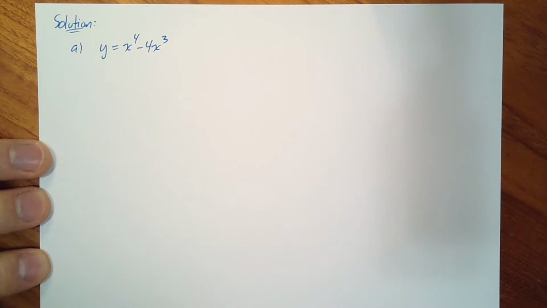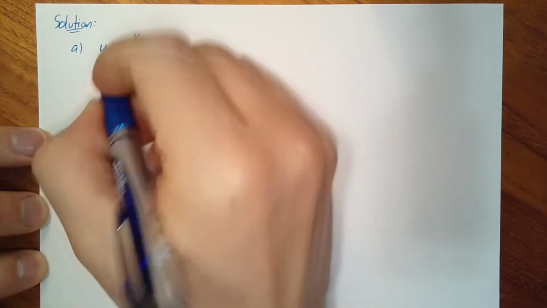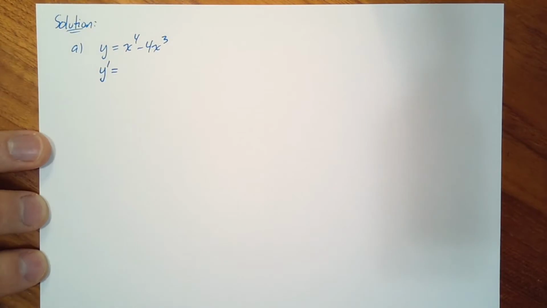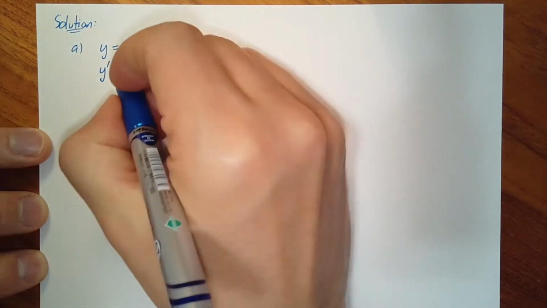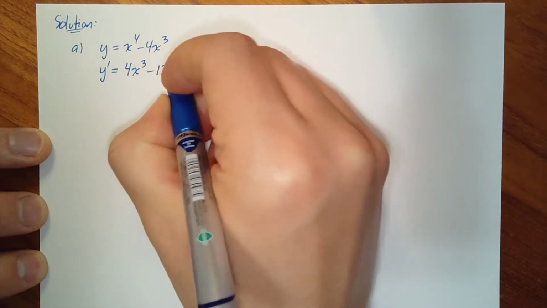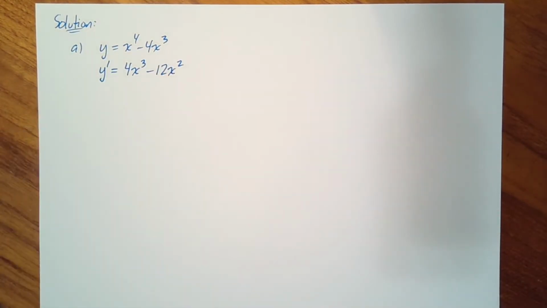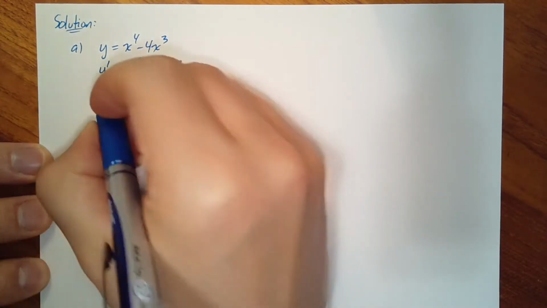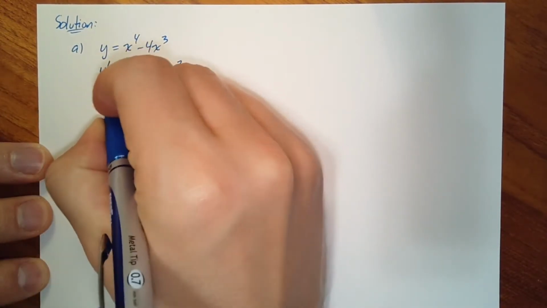We're going to start by finding the second derivative, right? And in order to do that, we've got to find the first derivative. So do the power rule on each term, and you're going to get 4x cubed minus 12x squared. That's what you end up getting. All right, well now to get the second derivative, take the derivative again.